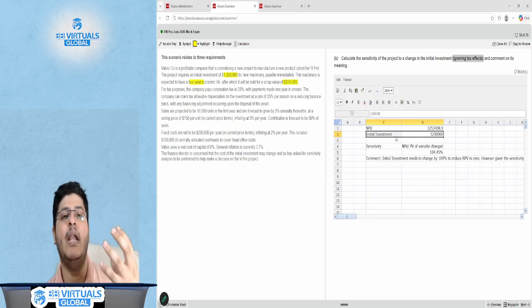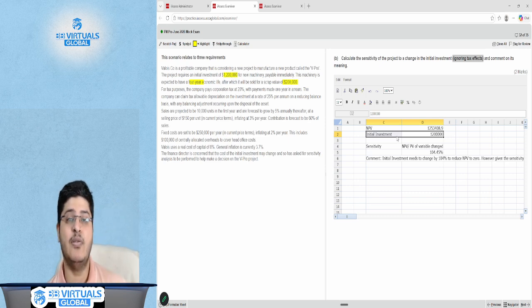Anyways, tax is more relevant when you have, for example, sensitivity of contribution, or sensitivity of sales, or sensitivity of variable cost, or sensitivity of fixed cost. In all of those cases, you have to consider the present value after giving effect to the tax, which is net of tax.